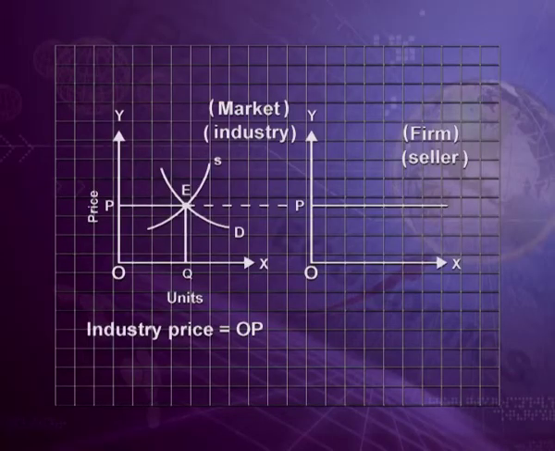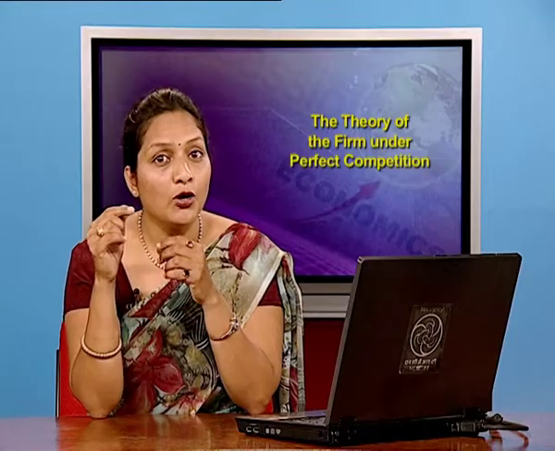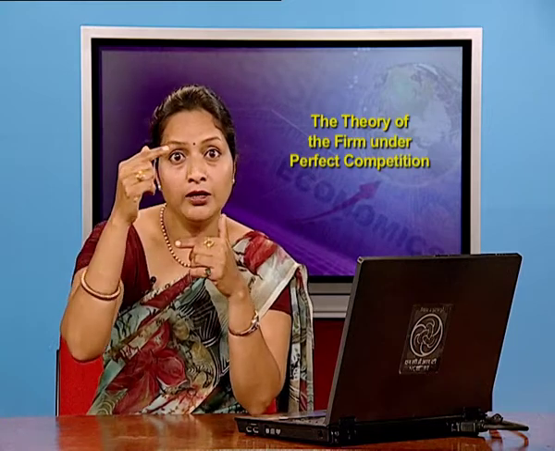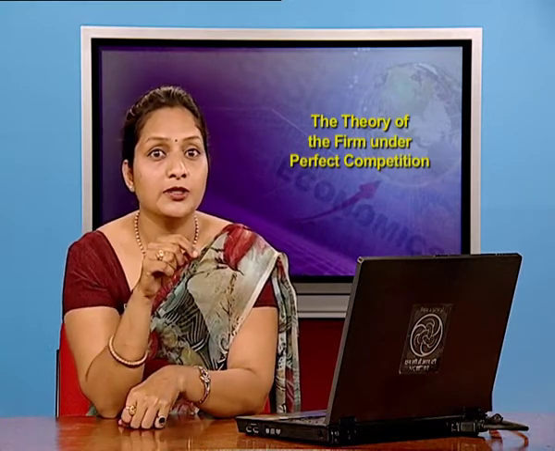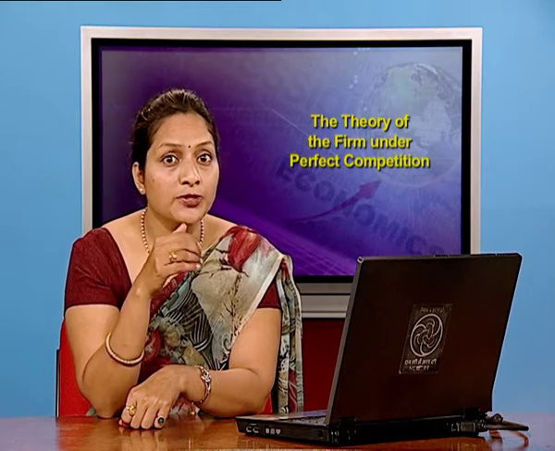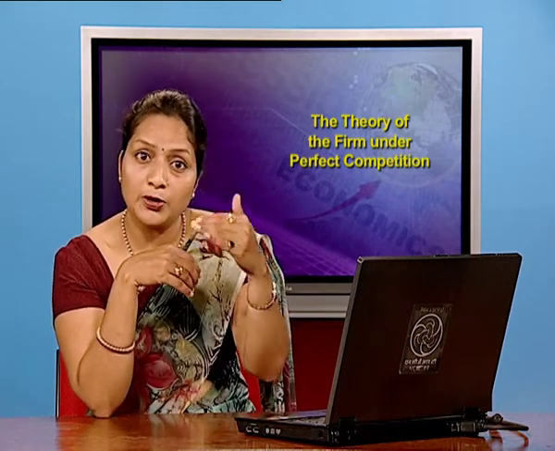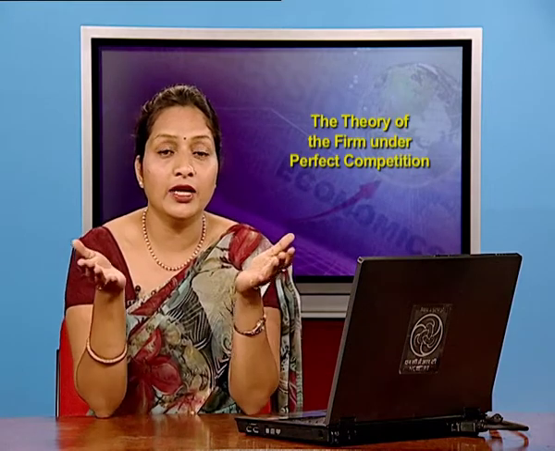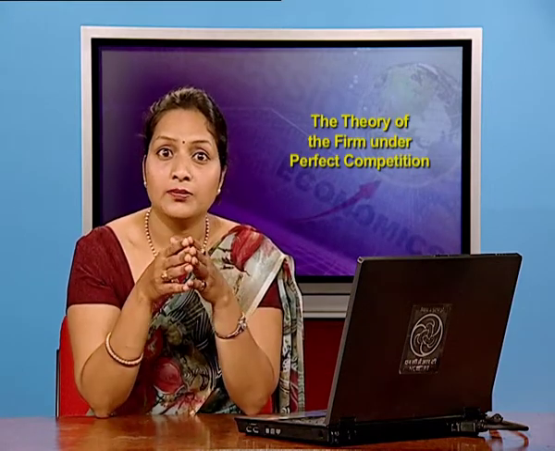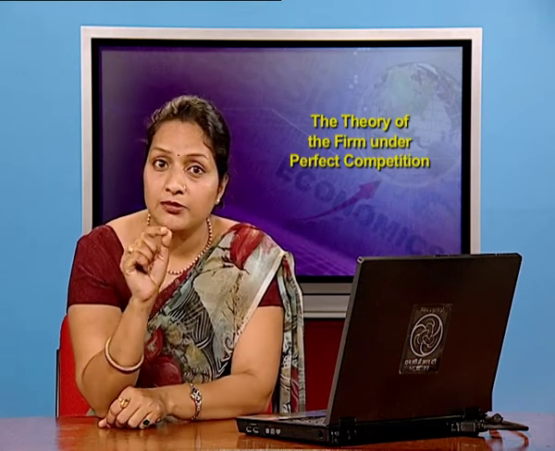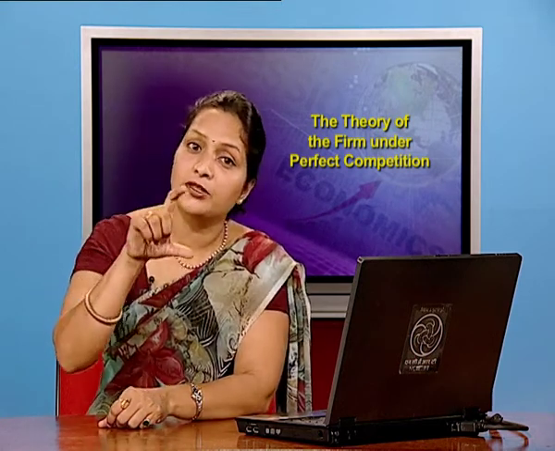Now, the industry price is OP, which is fixed through the interaction of total demand and supply of the industry. Firms have to accept this price as given, and as such, they are price takers rather than price makers. They cannot increase the price beyond OP because of the fear of losing customers. They do not try to sell the product below OP, that is, below the market price, because they do not have any incentive for lowering it. They will try to sell as much as they can at the prevailing price OP.